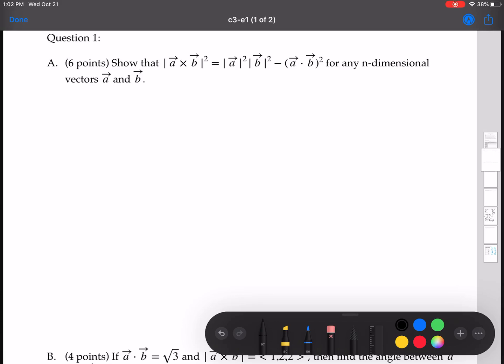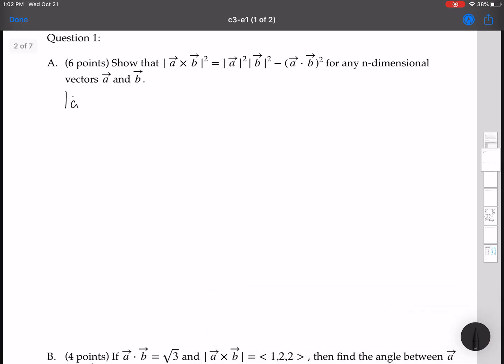All right, so for question number 1, part A, we're showing that the magnitude of the cross product of a and b squared equals the magnitude of a squared times the magnitude of b squared minus the dot product of a and b squared, for any n-dimensional vectors a and b. Another way to write that would be the vector a cross product with the vector b, dot product with a cross product with b.